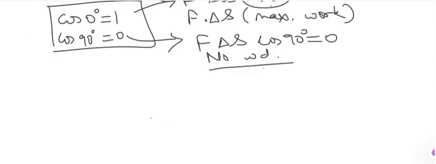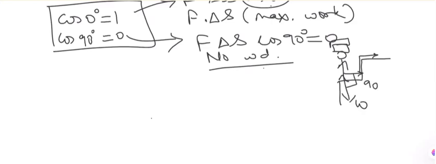Example is, suppose this is a staircase and a person is walking and he is holding a pile of books over his head. When he is moving in this direction, whereas the weight is applied in the downward direction, here I get a 90 degree angle. So the weight load of the books is doing no work while he walks. So the work done is 0, work done by the books due to the load of the books.